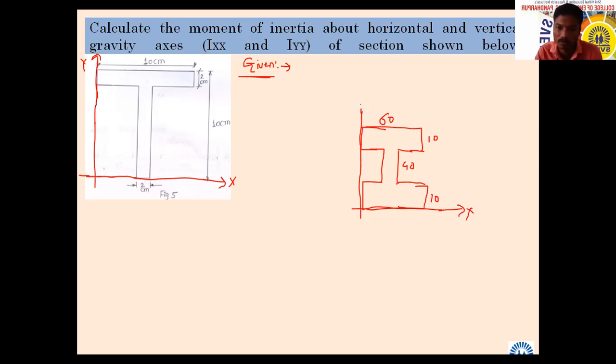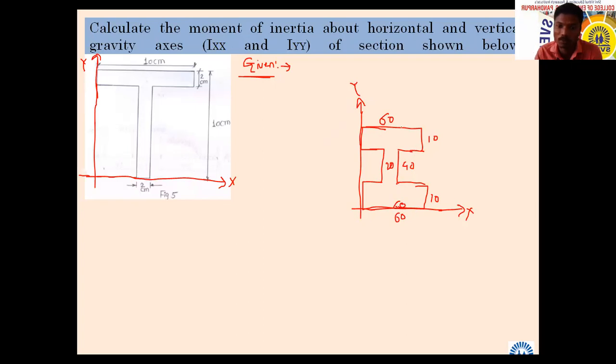X and Y. This one is also 60. I will say 60, this 60, 40. Maybe this 30 and 40, maybe 30. Yes, sir. 30 and 30. Okay. On which basis are you saying it? Symmetry. Yes, sir, symmetry.